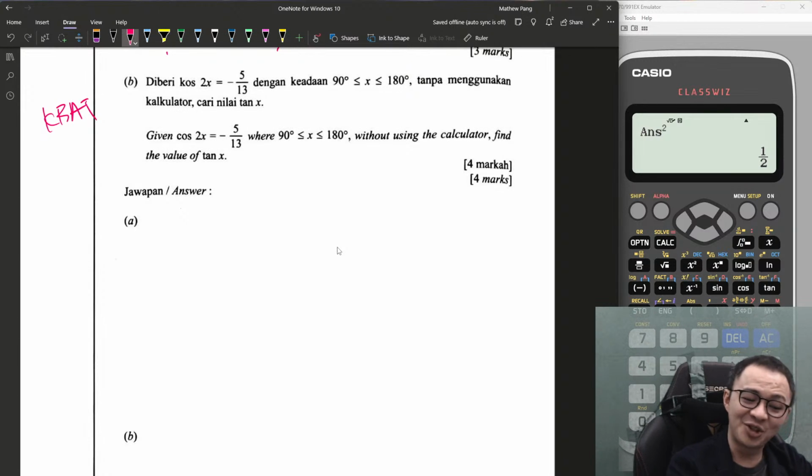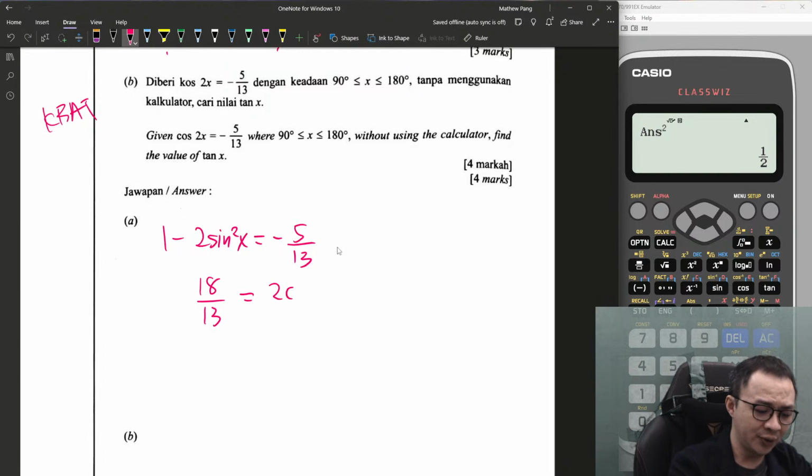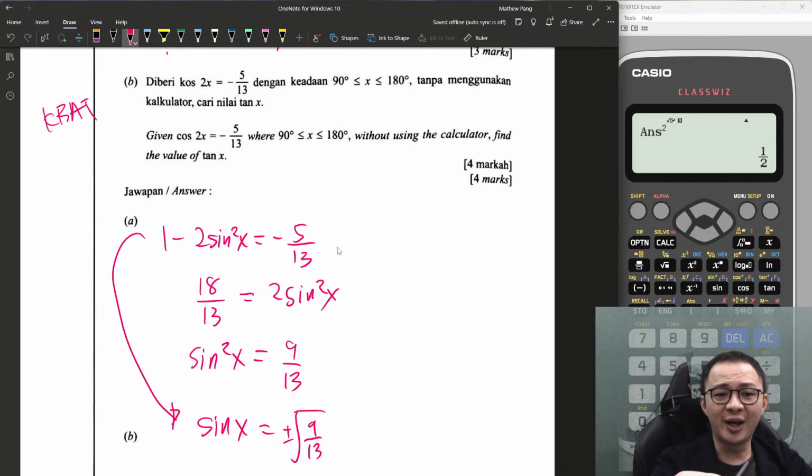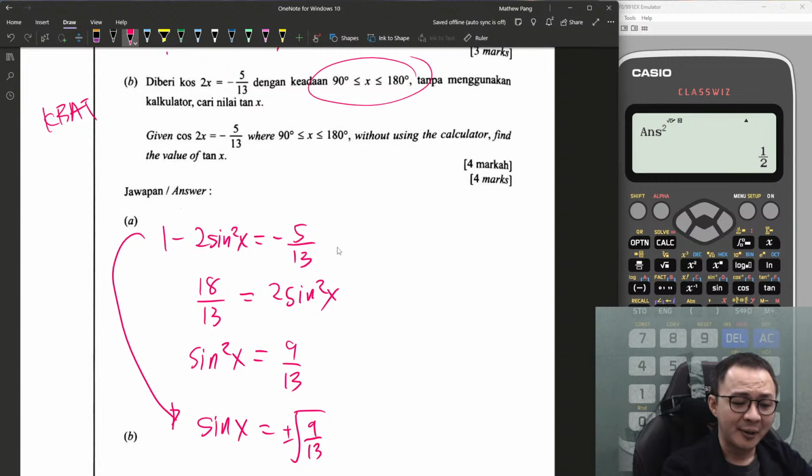Because why? I will change it now. So cos 2x basically is equal to 1 minus 2 sine square x, right? Because I will just solve this, I will get 18 over 13 equals 2 sine square x. Then sine square x will equal 9 over 13. Then sine x will equal plus or minus square root of 9 over 13. Do you see? What I'm doing here is changing the 2x into the x. So if I change the 2x into x, then I can easily know where my x is. My x falls in the second quadrant. In the second quadrant, sine must be positive, right?